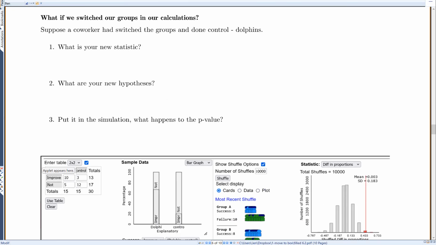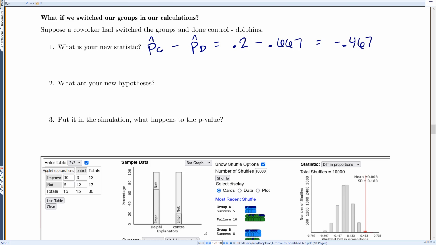Now, someone might ask, what if we switched our groups in our calculations? So like suppose a coworker switched the groups. So they did everything that you did, but they switched the groups and they did control minus dolphins. Okay, so let's think about that then. What would be our new statistic? So now if I do the sample proportion of control minus the sample proportion for dolphins, if you remember this was 0.2 and for dolphins it was 0.667. Okay. So now if I subtract, I'm going to get negative 0.467.